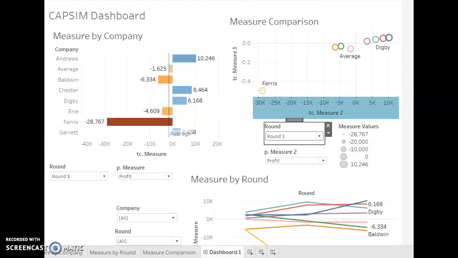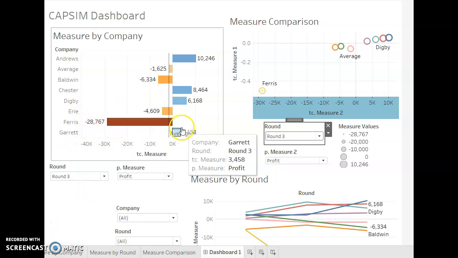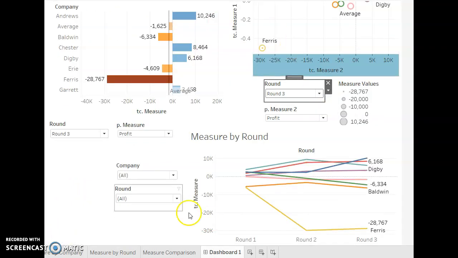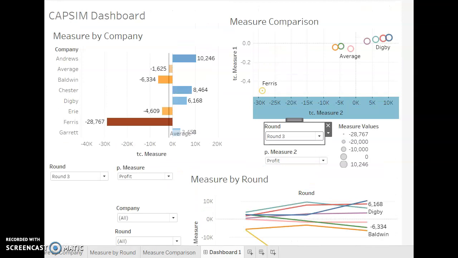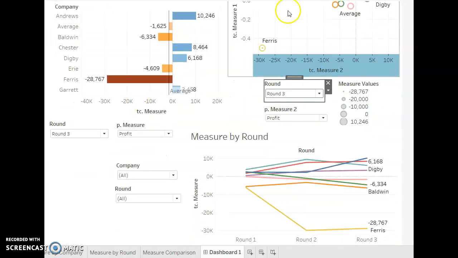And there you go. That's a pretty concise analysis of the first three rounds of the CAPSIM simulation with my team. Ferris did not do so well the first three rounds. We were able to catch up by the end of the simulation, but these are the first three rounds.